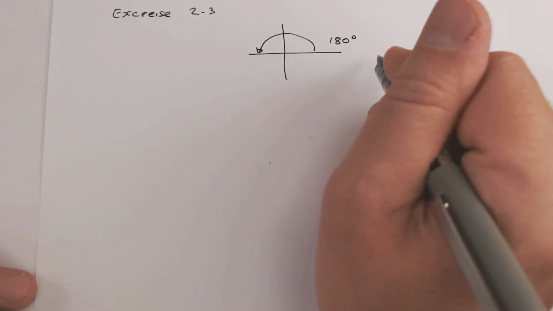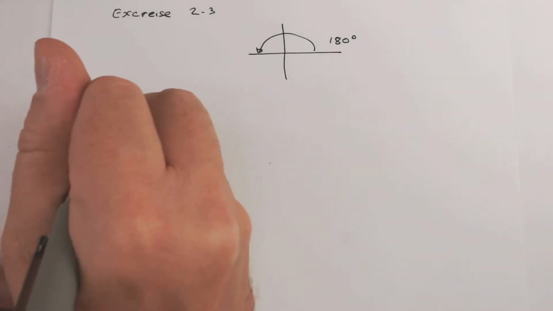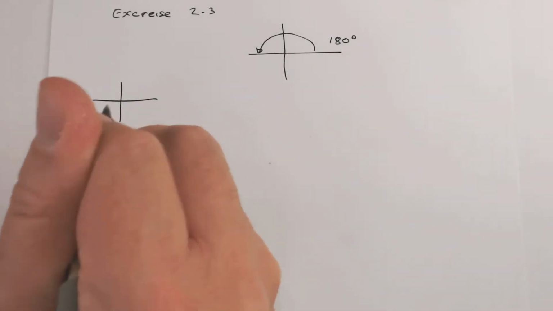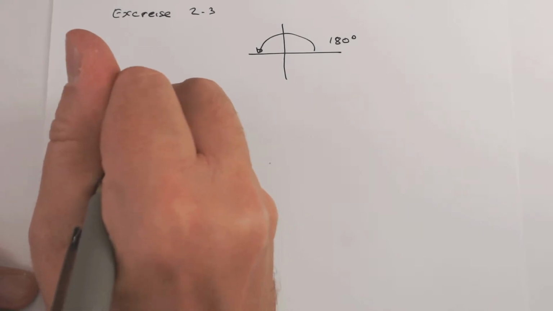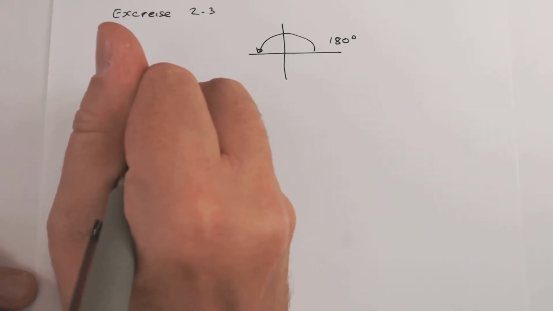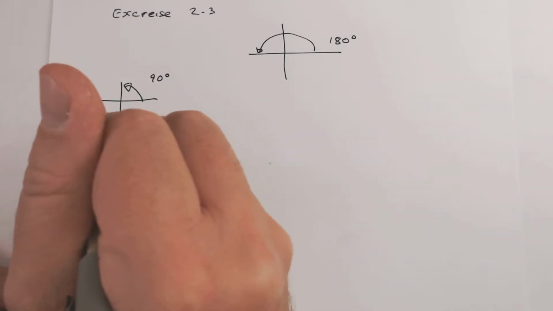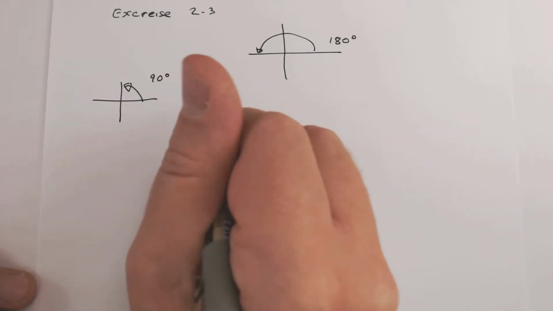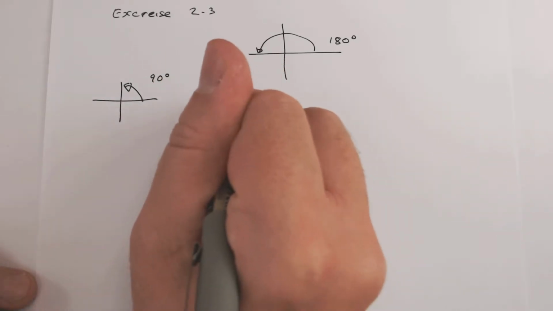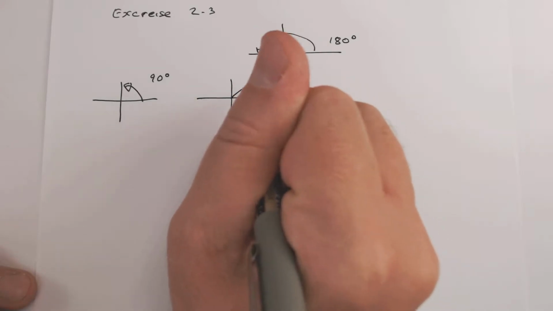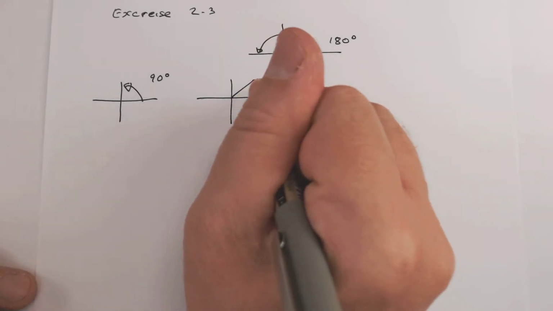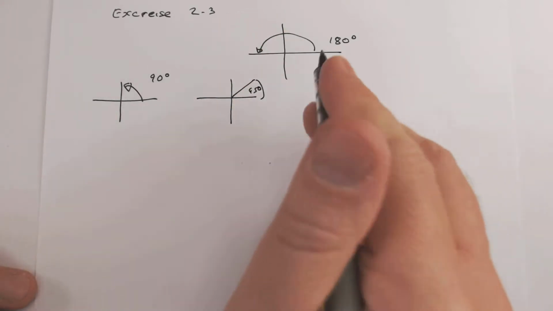That's not good enough, is it? So let's split the 180 and let's just go a quarter of the way. So we've got 90 degrees. Okay, but we're looking for 45 degrees. So I'm going to have to split that again, and then I will have my 45 degrees.